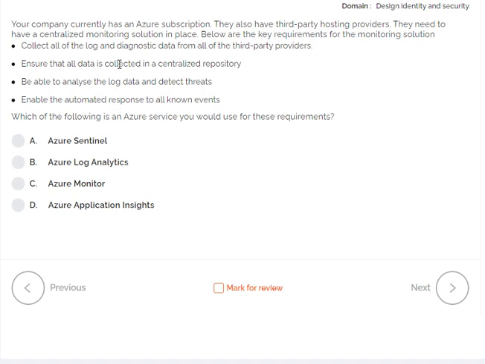Then be able to analyze the log data and detect threats. Here the keyword is detect threats. Please read each requirement carefully, then you will be able to know what the correct answer is. Then enable automated response to all known events. So the correct answer would be Azure Sentinel. Why? Because it helps us analyze the log data and detect threats, and it can also collect data from third-party services.